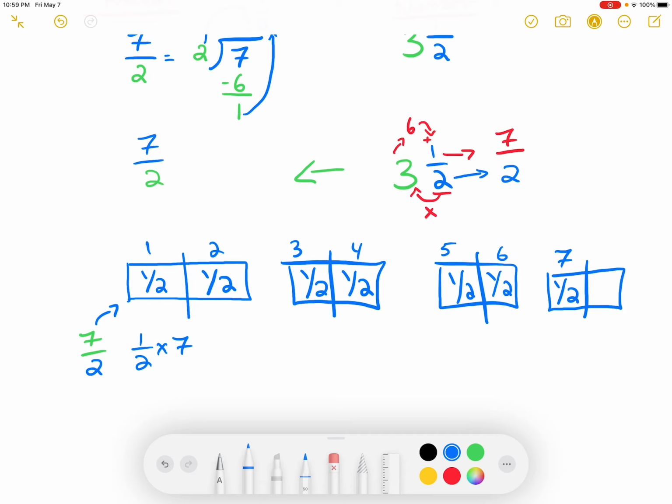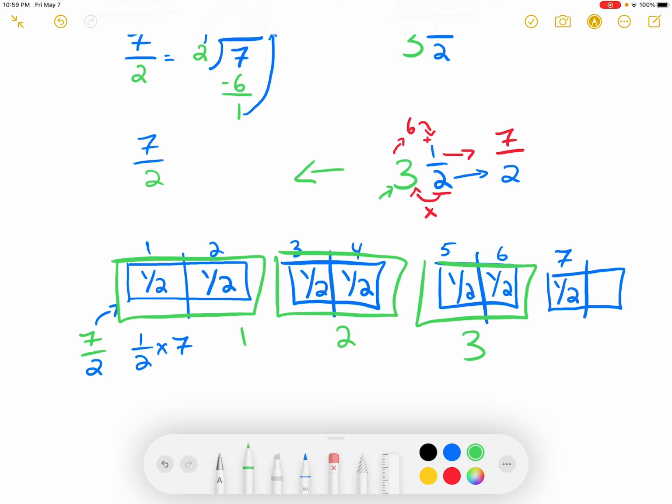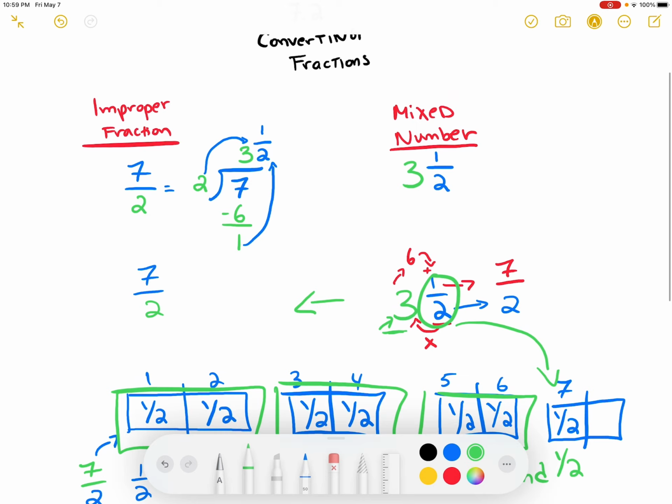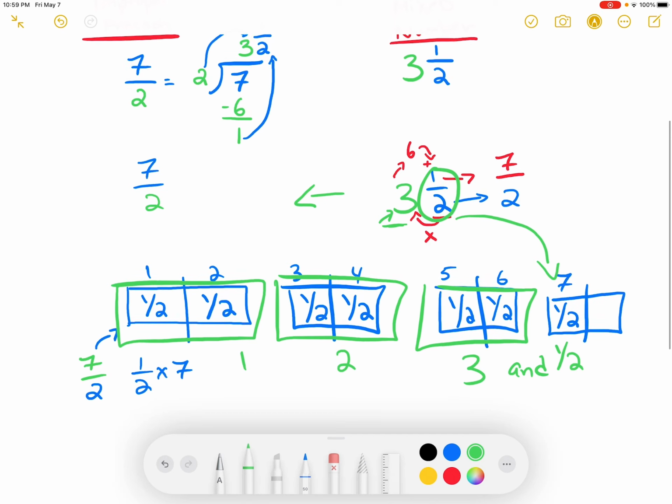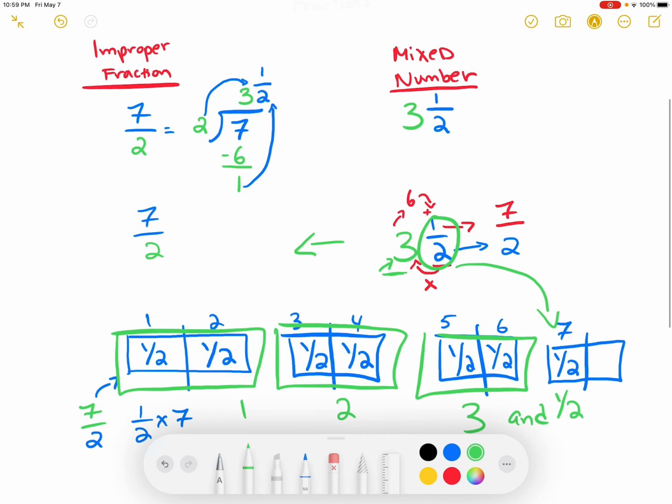Now the question is, how does that translate into 3 and 1/2? Well, what we're talking about is 3 wholes, right? So here's the first whole, that's 1. Here's the second whole, that's 2. Here's the third whole, that's 3. So that counts for the 3. And the last is the 1/2. That 1/2 is this last remaining 1/2 over here. So it's literally 3 and 1/2. And that's it. Converting improper fractions to mixed numbers, and then converting mixed numbers backwards into improper fractions. And here's the visual way to do it.